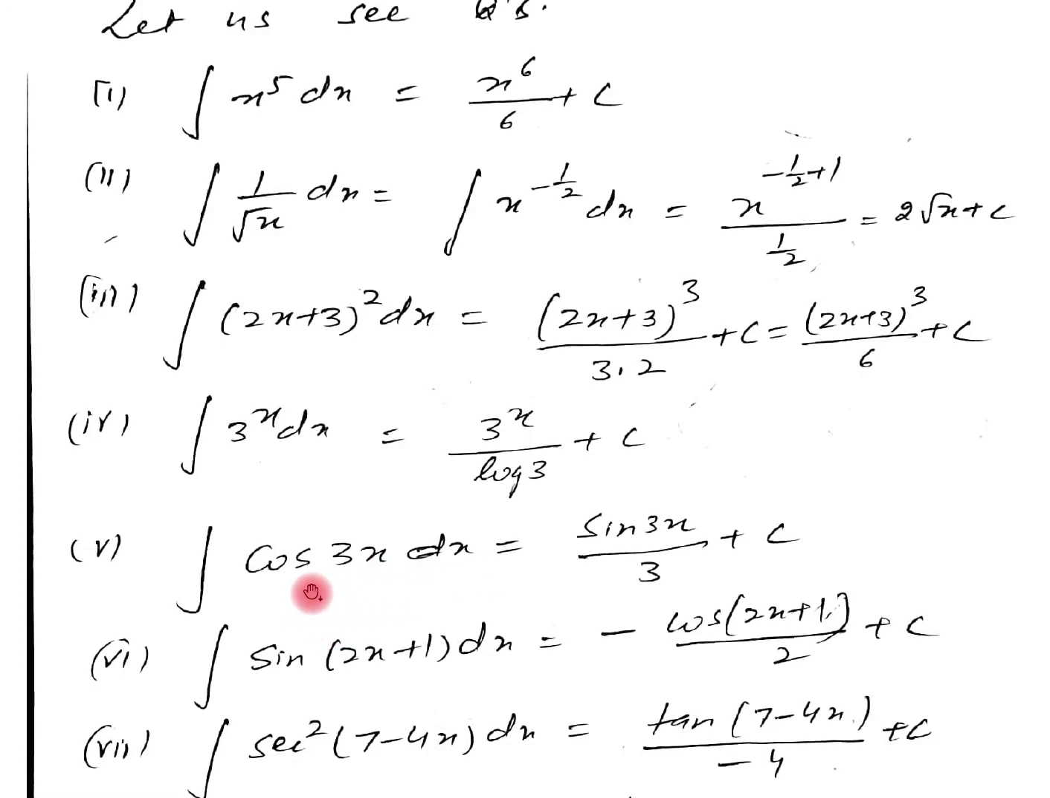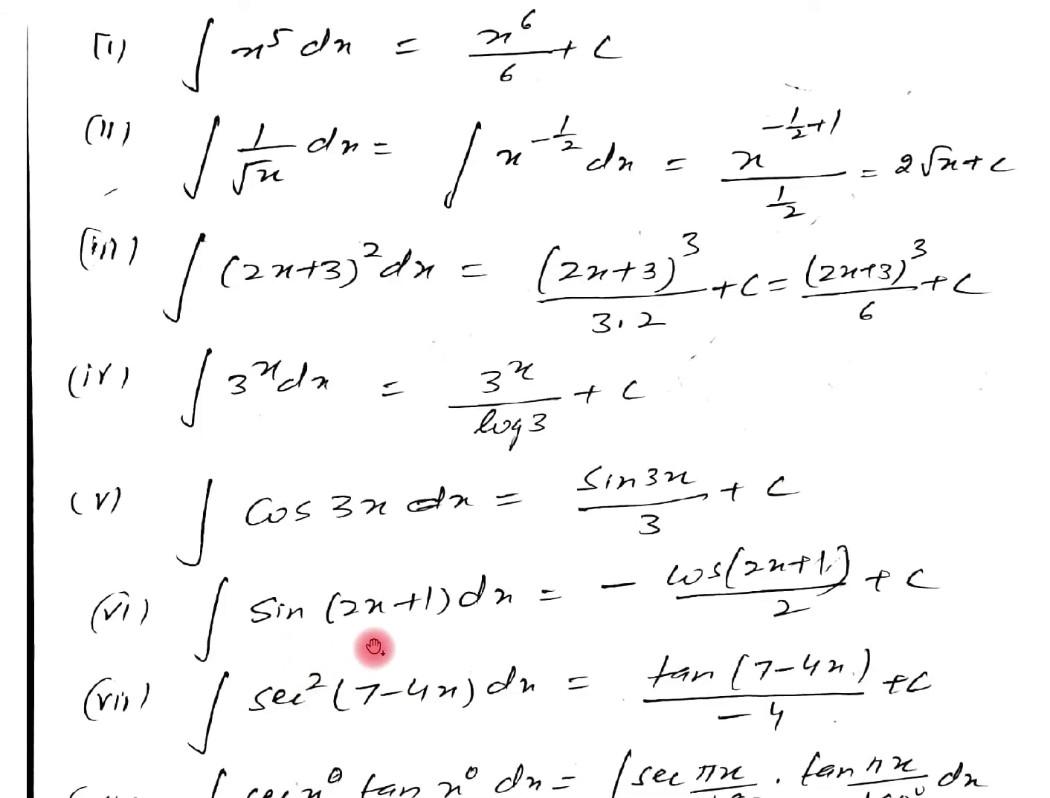Now here the integral of cos 3x dx. Cos x is the derivative of sin x, so the integral of cos 3x dx equals sin 3x upon the coefficient of x. In differentiation we always multiply by the coefficient, but in integration we always divide by the coefficient. Therefore, the integral of cos 3x dx equals sin 3x upon 3 plus c.